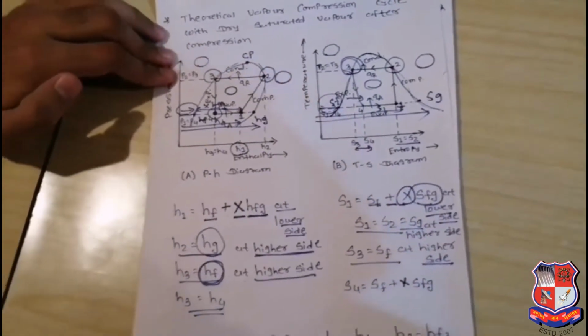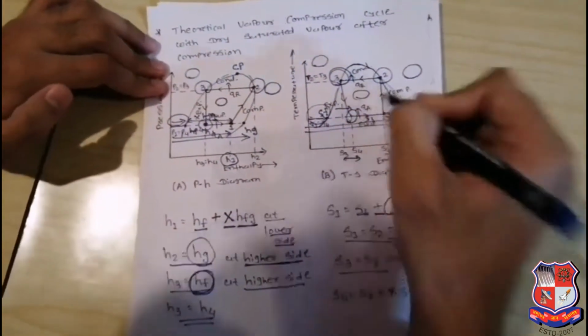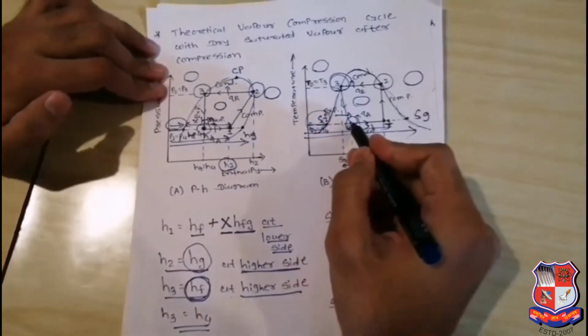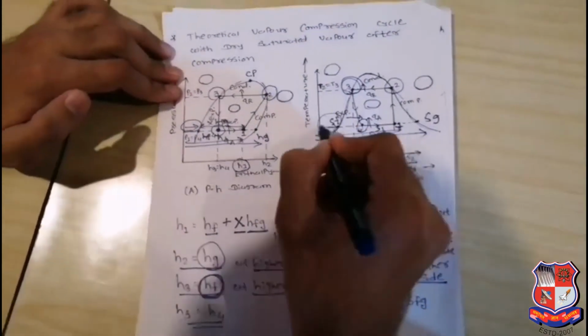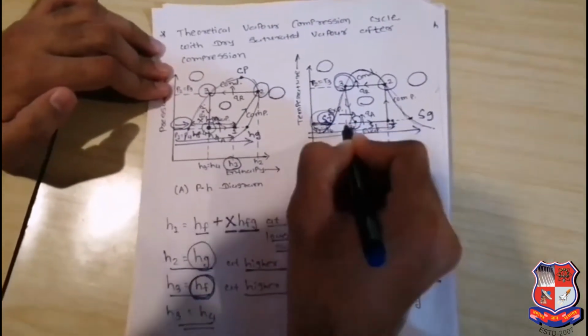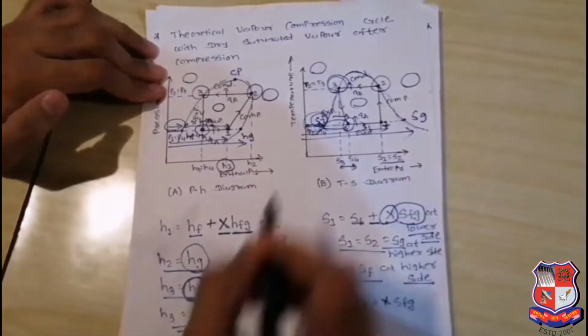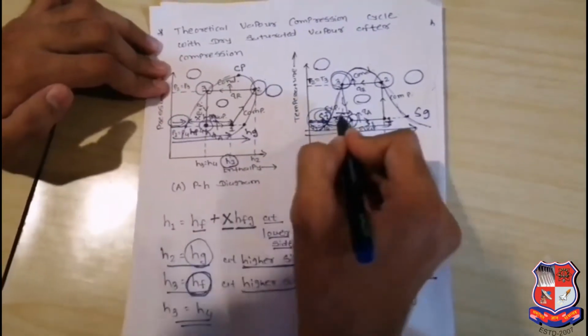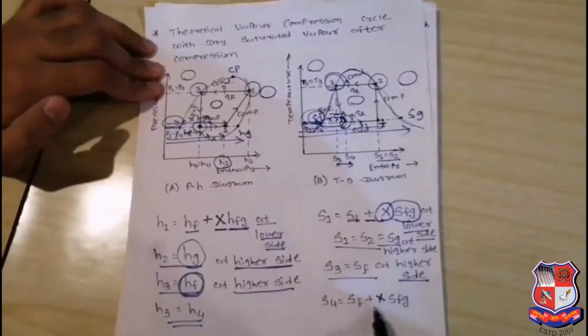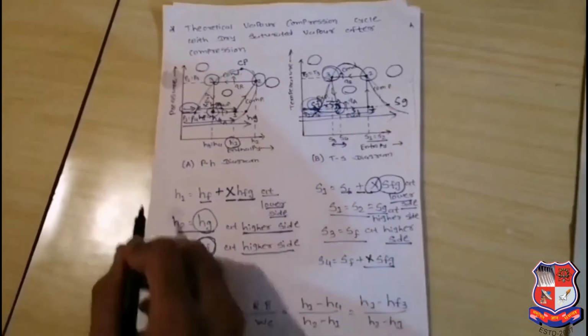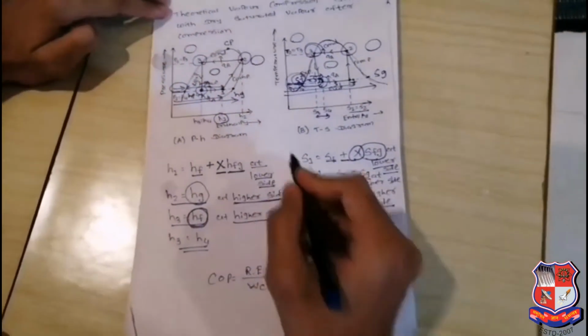And then the last one will be S4. How do we consider it? S4 is also in the wet region. Similarly, Sf will be considered, and for the remaining portion you consider the dryness fraction times Sfg. So we can easily find H1, H2, H3, H4, S1, S2, S3, S4.